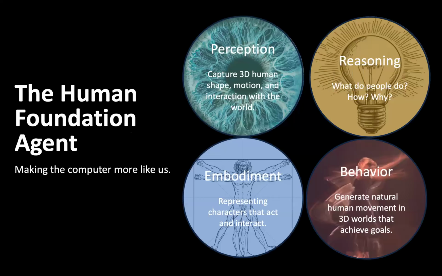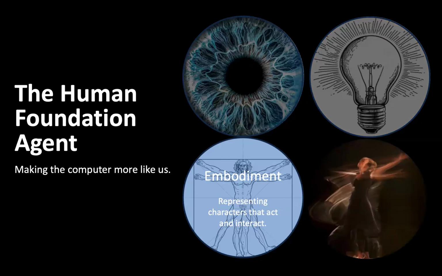There'll be a 5th one later, but 4 parts, which really are, in a sense, analogous to things that humans or other animals have. It's going to have perception, the ability to understand the 3D world and the motion of it and people in it. It's going to be able to reason about behaviors of people, what they're doing, why they're doing it. It's going to be able to generate motor behaviors and interact with the world to achieve its goals. And it's going to be embodied in some way. So I'm going to take us through these 4 pieces, and the first one being embodiment.